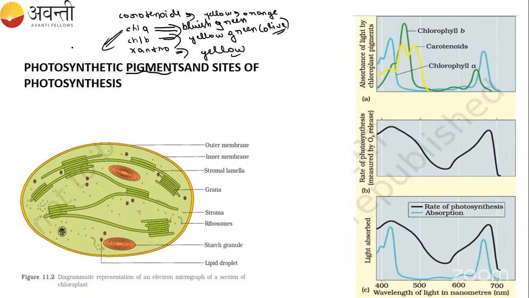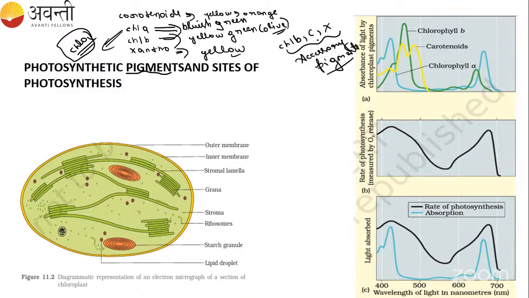The main pigment is chlorophyll A. Chlorophyll A is the main pigment, whereas chlorophyll B, carotenoids, and xanthophyll, these three, are acting as the accessory pigments. Accessory pigments. Kindly remember this.